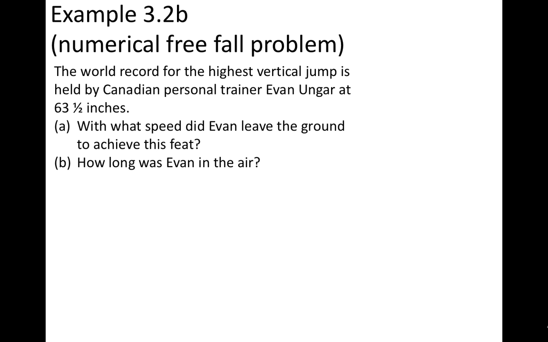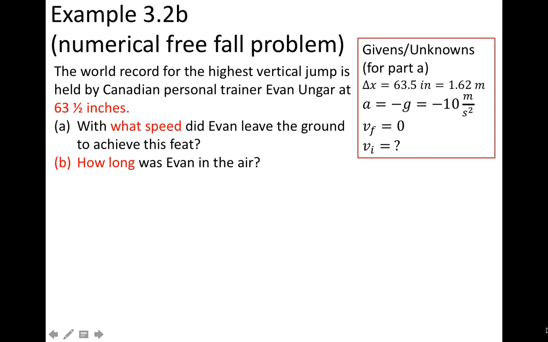Time for a new example. The world record for the highest vertical jump is held by Canadian personal trainer Evan Unger at 63.5 inches. With what speed did Evan leave the ground to achieve this feat, and how long was Evan in the air? So we can start off by identifying the given information and the information that we need to calculate.